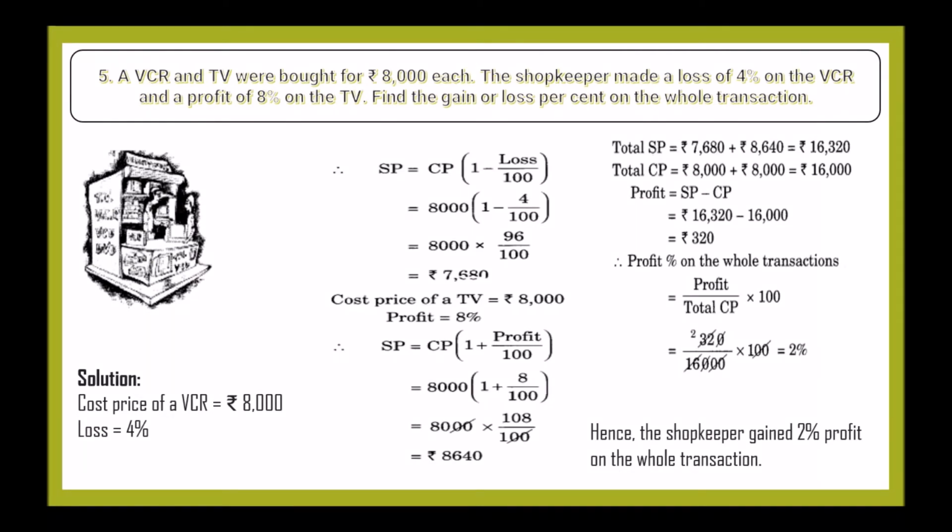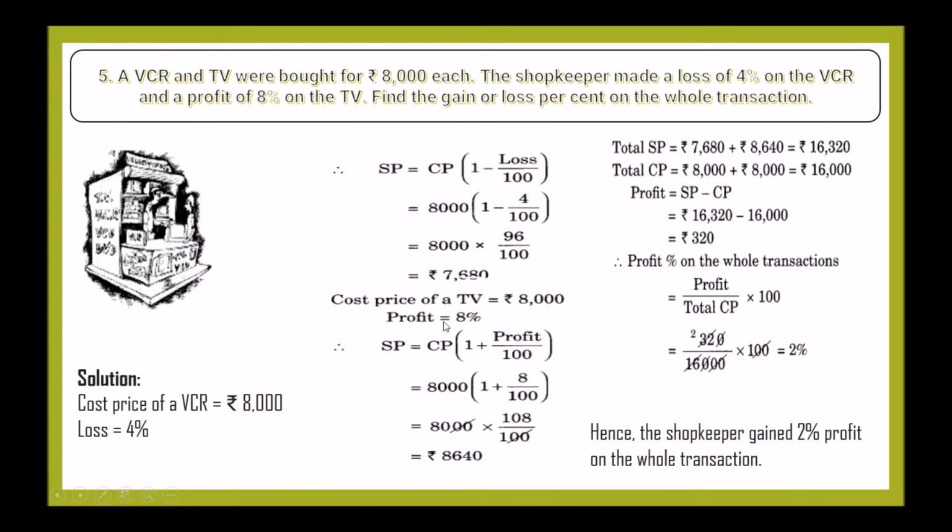Fifth question. A VCR and TV were bought for rupees 8,000 each. The shopkeeper made a loss of 4% on the VCR and a profit of 8% on the TV. Find the gain or loss percentage on the whole transaction. So cost price of VCR is 8,000. Loss is 4%. So SP equals CP, 1 minus loss upon 100. So 8,000, 1 minus 4 upon 100. So 8,000 into 96 upon 100, that is rupees 7,680.